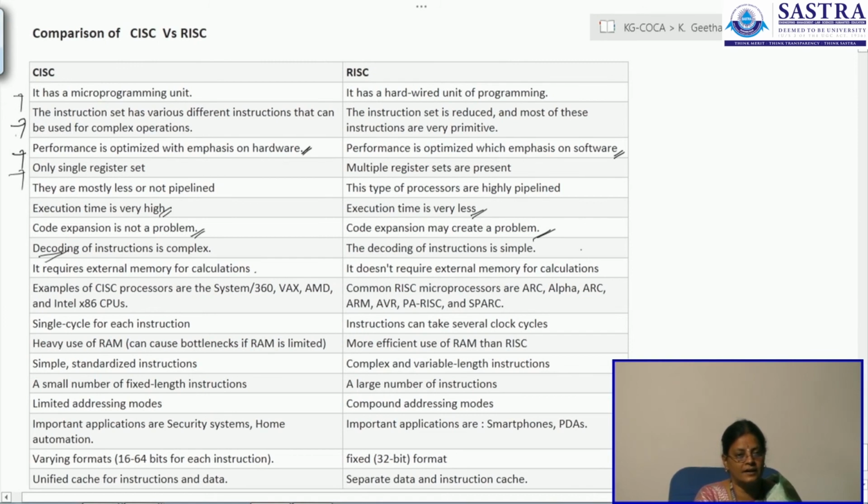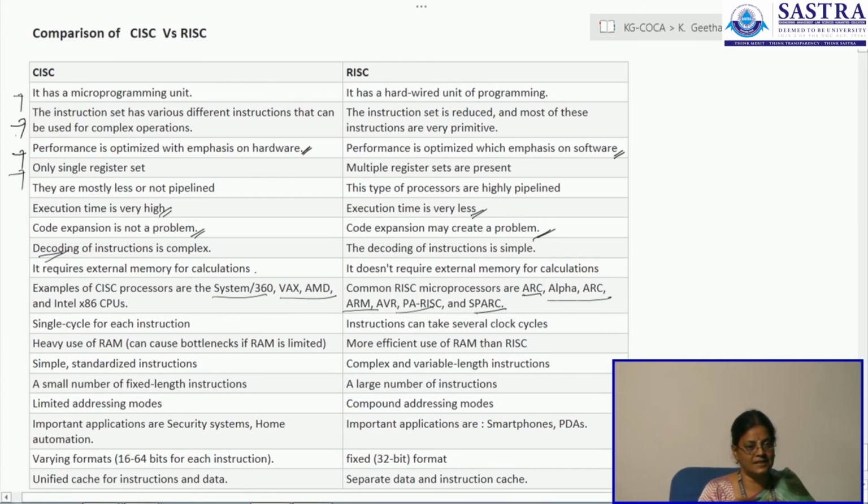Some sample processors that make use of the CISC category are System 360, VAX, AMD and Intel. All these brands of processors make use of the CISC category, whereas the RISC category is adopted in ARC processor, Alpha, ARM processor, then PA-RISC, and then SPARC. These types of processors come under the category of reduced instruction set computing.